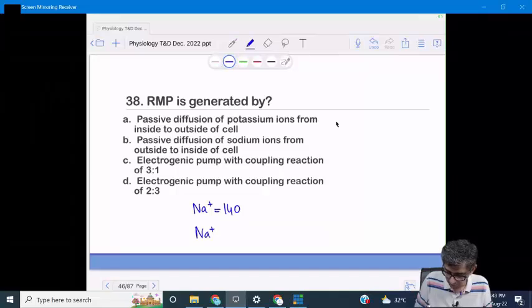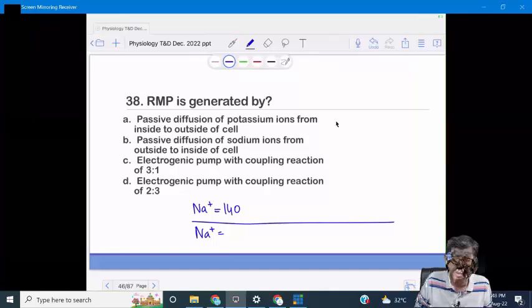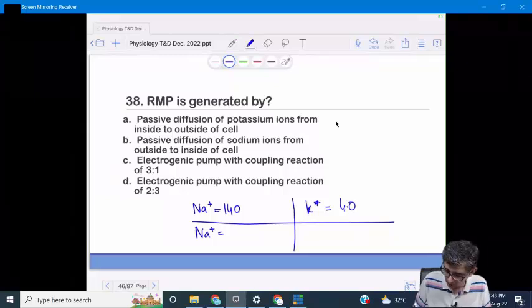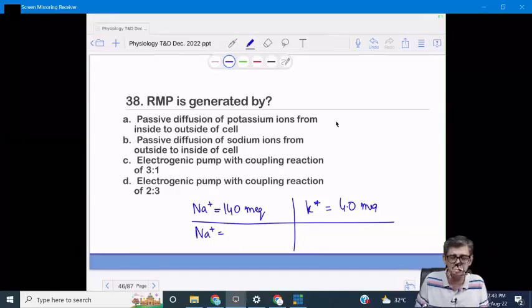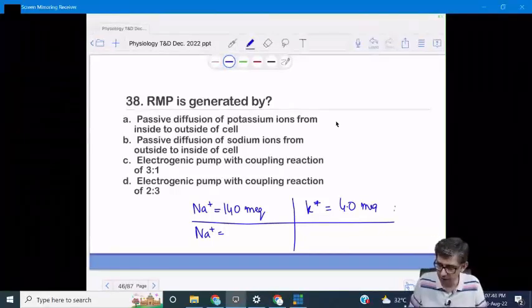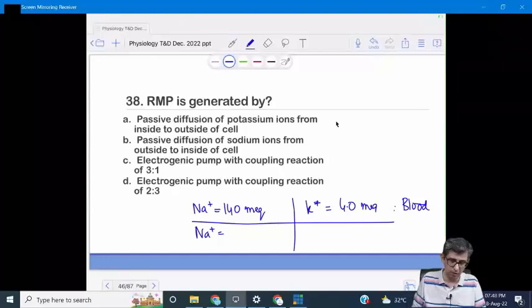Okay, I'm waiting for your answer for the next question. RMP will be generated by which of the following? Normal sodium in the blood is about 135 to 145, so I've taken an average of 140. Normal potassium in the blood is about 3.5 to 5.5, so I have taken an average of about 4. The question says RMP will be generated by which of the following?